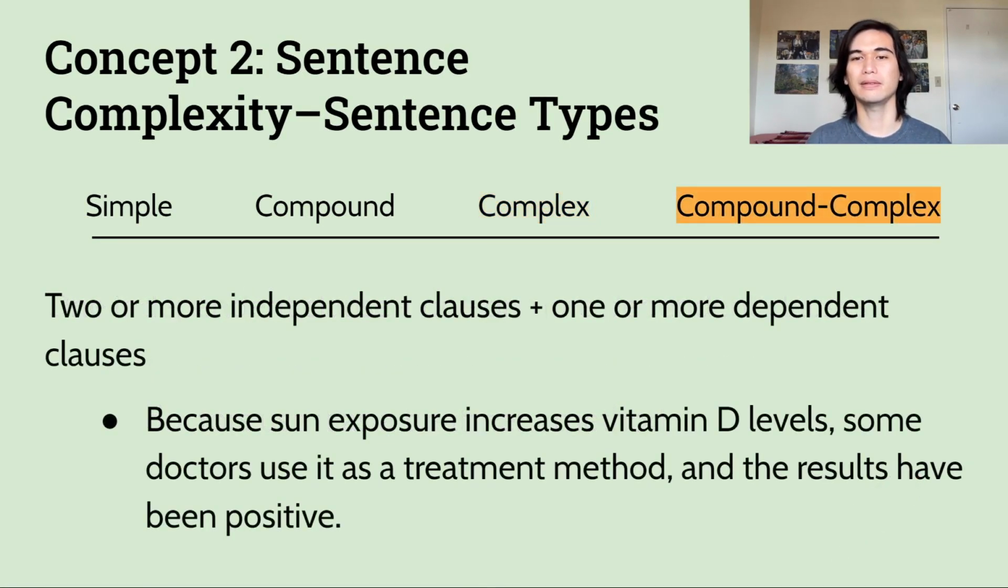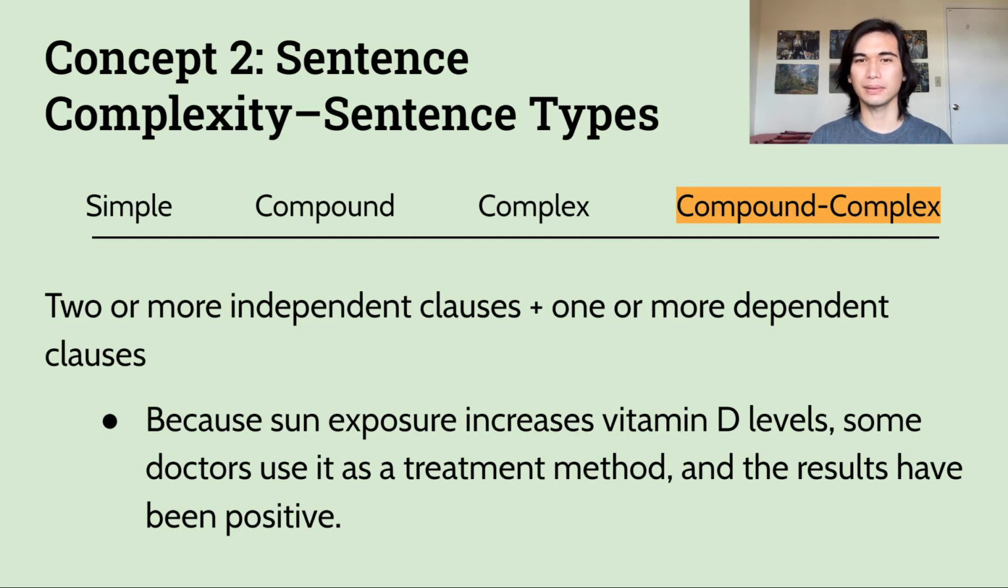The final type of sentence is a compound complex sentence, which has two or more independent clauses and one or more dependent clauses. For example, because sun exposure increases vitamin D levels, some doctors use it as a treatment method, and the results have been positive. Take some time to determine which clauses are independent and which are dependent.